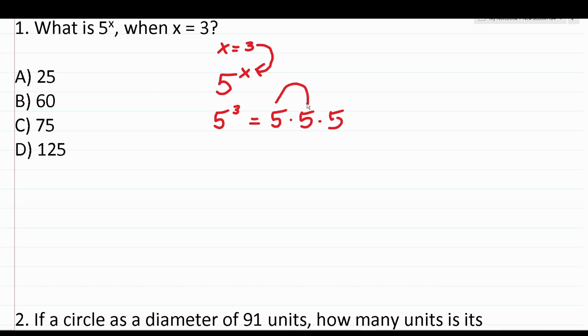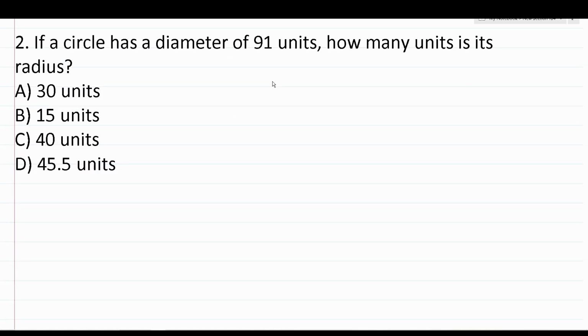Of course, you should know that 5 times 5 is 25. What is 25 times 5? Well, if you didn't know that, you could always work it off to the side. We have 25 times 5. Again, 5 times 5 is 25, carry a 2. 5 times 2 is 10, plus 2 is 12. So 5 to the third power, which is the same thing as 5 times 5 times 5, is 125, which is answer choice D.